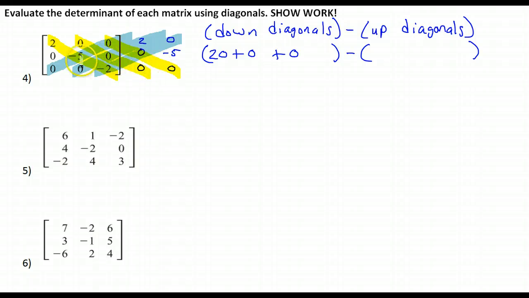Now look, 0 times anything is 0, so that first up diagonal is 0. If you see a 0 in it, it's going to be 0. Second up diagonal, there's another 0. Third up diagonal, again with the zeros. All right, so really the only thing that's here is a 20. So that's just going to turn out to be 20.